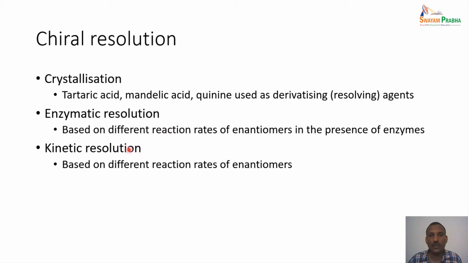The next one is the kinetic resolution. This is based on the different reaction rates of the enantiomers. In the enzymatic resolution, enzymes are responsible for the differential reaction rates, whereas in the normal kinetic resolution, it is based on the reagents which are employed for the reaction rate difference.